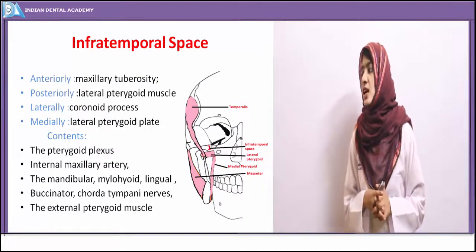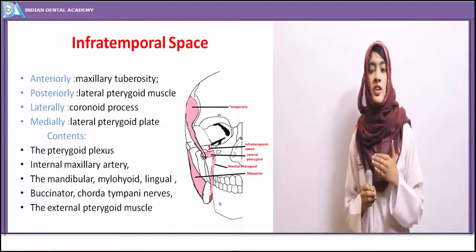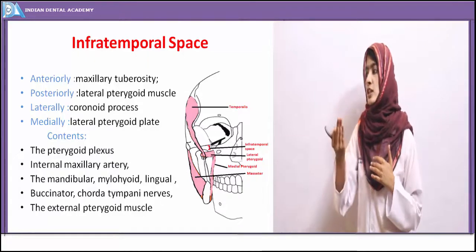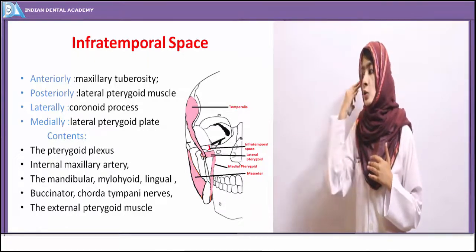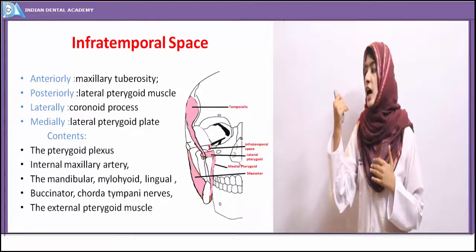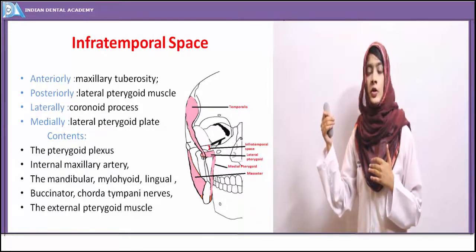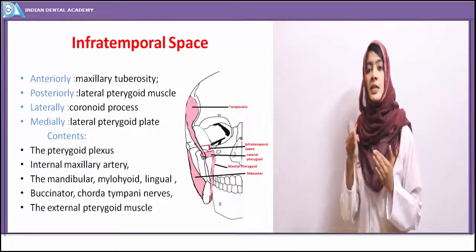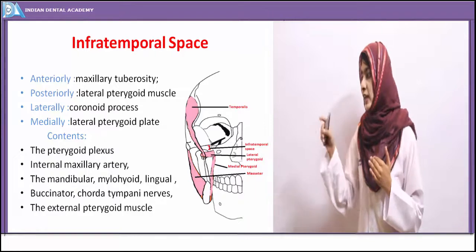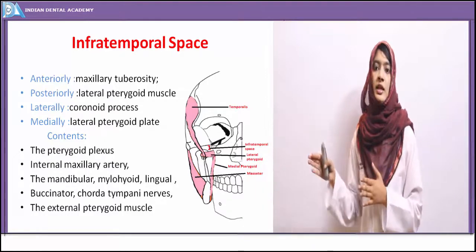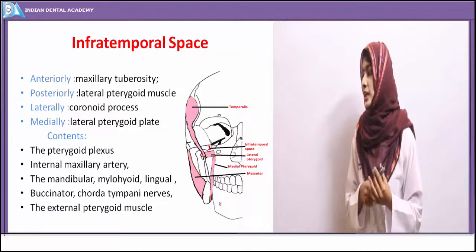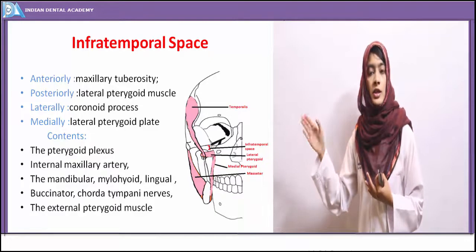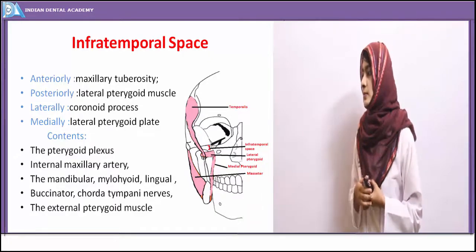As we know, the boundaries of the infratemporal space are: anteriorly the maxillary tuberosity, posteriorly the lateral pterygoid muscle, superiorly the zygomatic arch, inferiorly the lower border of the mandible, laterally the coronoid process, and medially the lateral pterygoid plate. If you see the clinical picture or the diagrammatic representation, the infratemporal space is located beyond the coronoid process of the mandible.